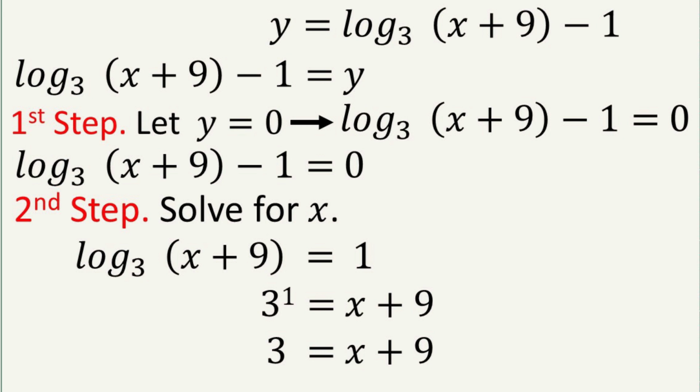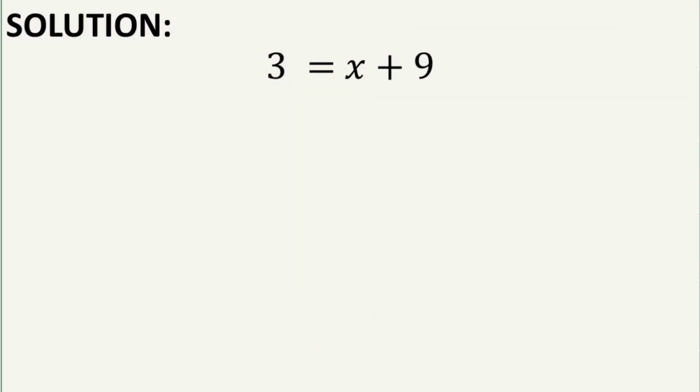Since we are solving for x, let us transpose positive 9 to the other side. So, it will become negative 9. We now have 3 minus 9 equals x. 3 minus 9 equals negative 6. Thus, we have negative 6 equals x.